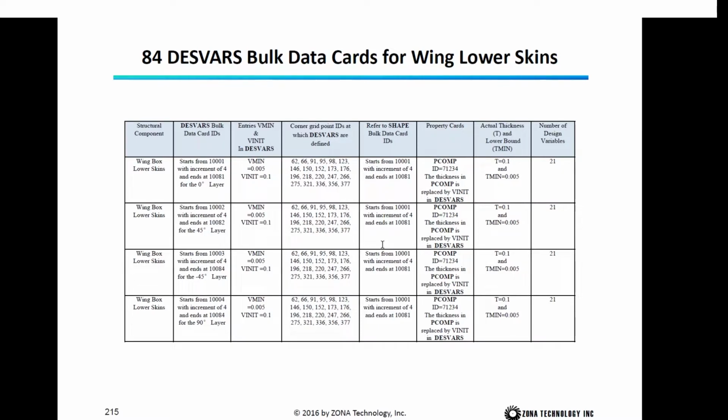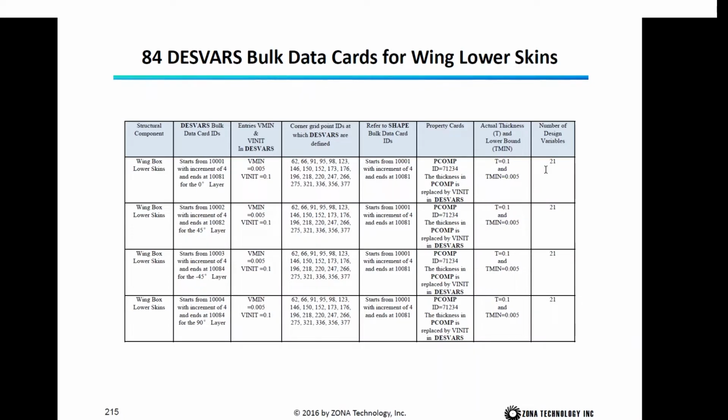And for the lower skin, because the skin has 4 layers, each layer leads to 1 cell of DESVAR S. So for the wing lower skin, the DESVAR S start from 10001 with an increment of 4, and end at 10081 for the 0 degree layers, with the minimum thickness 0.05, initial thickness 0.1, and the grid points for this 0 degree layer are 21 grid points. You can see those 21 grid points are used for all layers, because each layer belongs to the same sigma 4. The center of the sigma 4 of each layer is the same. Therefore the 21 grid points are the same.